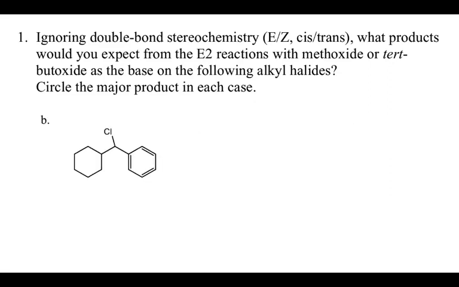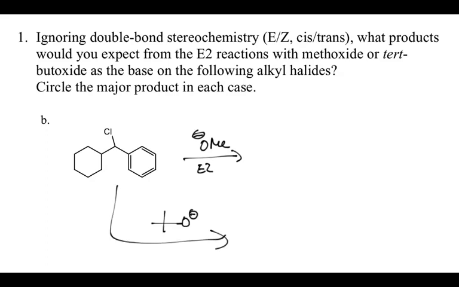Okay. Here we go. Same question. What do we form with methoxide in an E2 reaction, and what do we form with tert-butoxide, again a sterically hindered base, in an E2 reaction? Who wants to try to draw the products? Caroline. All right. Here we go.